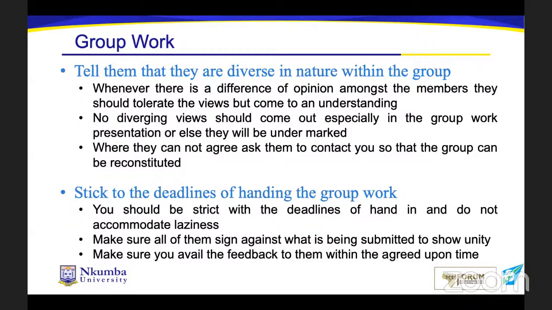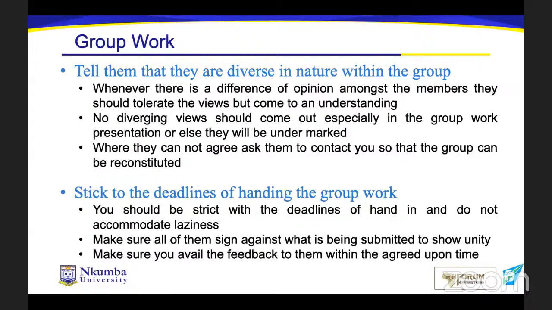Therefore, be very strict on your deadlines, whether in the physical classroom or in an online classroom. It's very important for you to inform them about these deadlines, because when it gets online, it is a system which will close down, and they should not be able to submit anymore.